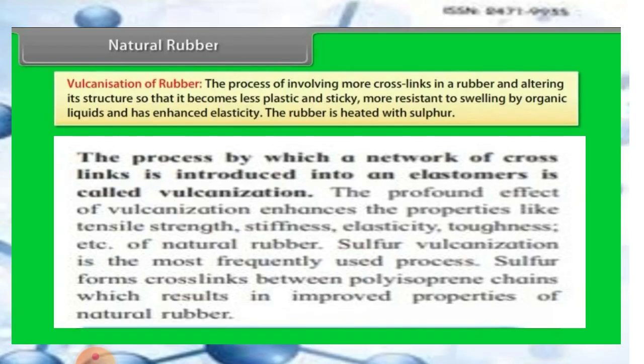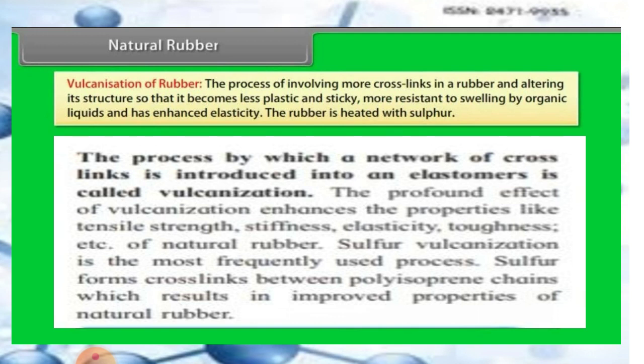Now, the process by which a network of crosslinks is introduced into an elastomer is called vulcanization. As we know, rubber possesses the property of elasticity, so these are elastomers. To these elastomers, a network of cross-linked structure is introduced. That is vulcanization. So this is the definition of vulcanization: the process by which a network of cross-links is introduced into an elastomer.